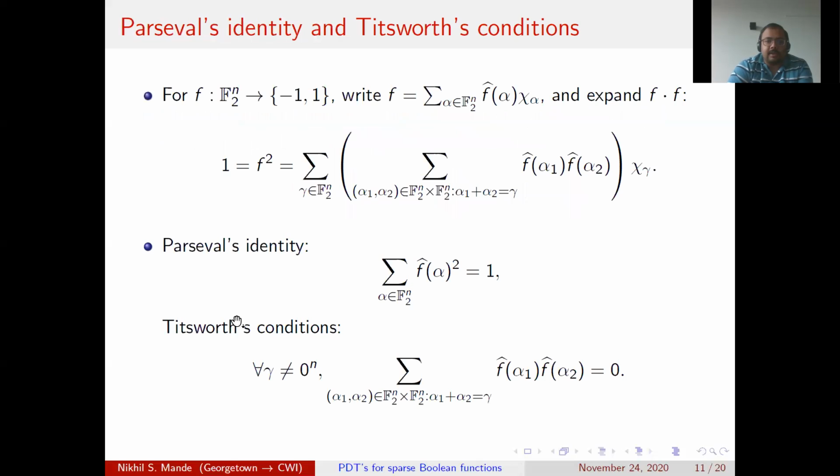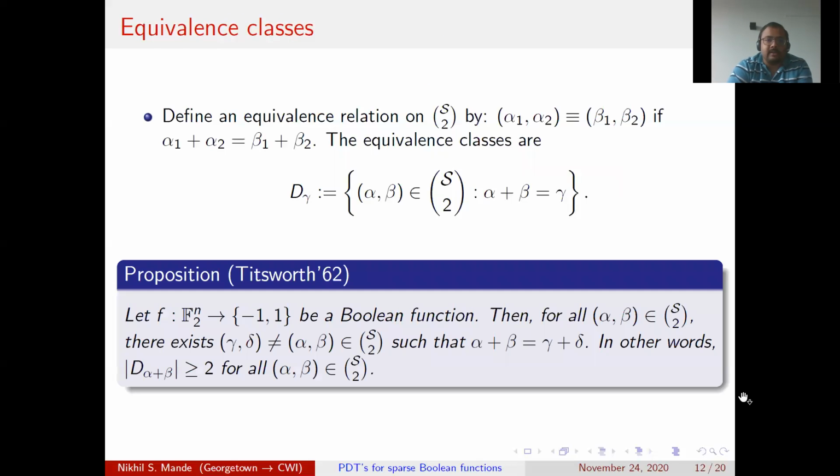And just from this previous expression that I showed you, and the small discussion that I had, we conclude Dirichlet's proposition, which is: for any Boolean function and for all pairs of parities in the Fourier support, there must exist another pair of parities whose sums are equal. So in other words, the size of every equivalence class is at least 2.